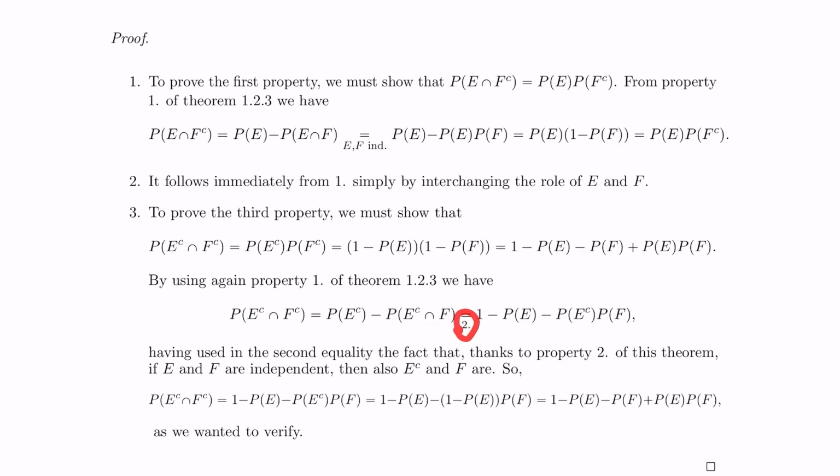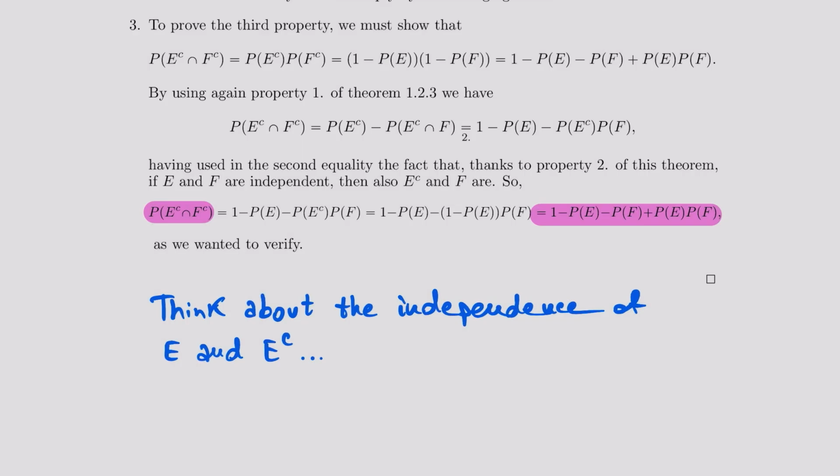Now, from property 2, we have to recall that the events complementary of E and F are independent, and so this term can be written like this. To conclude, we simply have to notice that this is 1 minus the probability of E, and then perform the computations. You can check that we obtain this expression, which is precisely what we aimed at obtaining. I leave you with some food for thought. Think about the independence of an event E and its complementary.